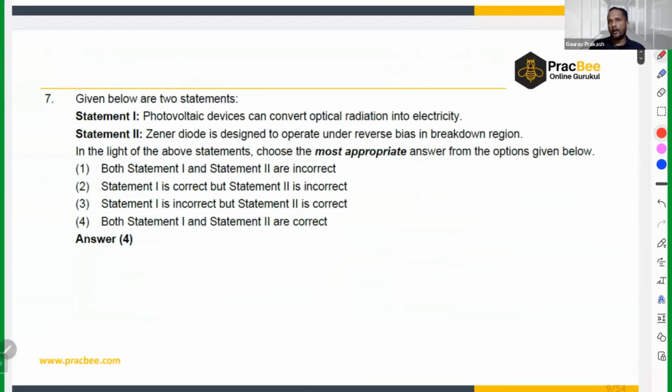Now, again, another very easy question from semiconductors. So what does it say? Photovoltaic devices. And definitely we know that it works on the optical radiation. When it falls, there is electron hole creation. And due to the electron hole creation, the electricity increases in the circuit. And the Zener diode, of course, it's a special type of diode which is devised to work in the reverse bias region and maintain a constant potential difference. So both the statements are true.